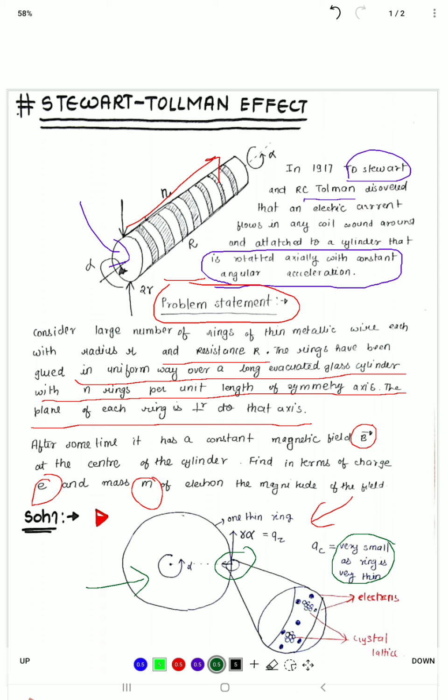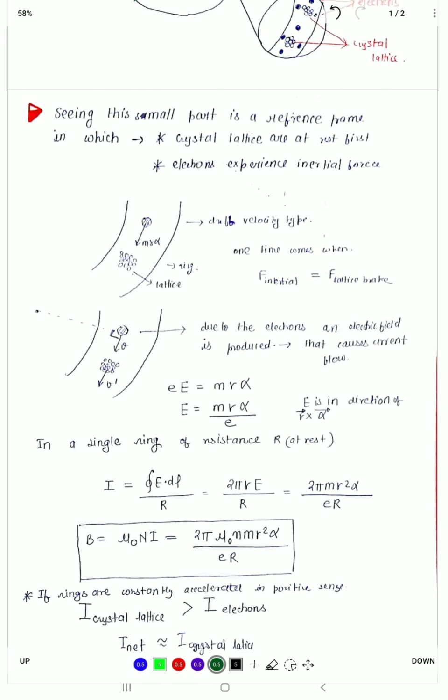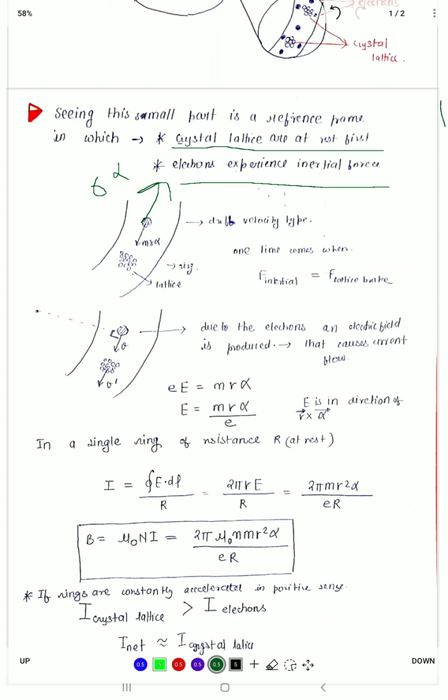Due to the tightly bound crystal lattice, we can say there is negligible movement of electrons towards the center of rotation. Seeing a small part in a reference frame in which the crystal lattice is fixed, the electrons experience an inertial force. The electron in the ring is given an acceleration r alpha, so a force m r alpha acts on the electron in the backward direction, a drift velocity type situation.